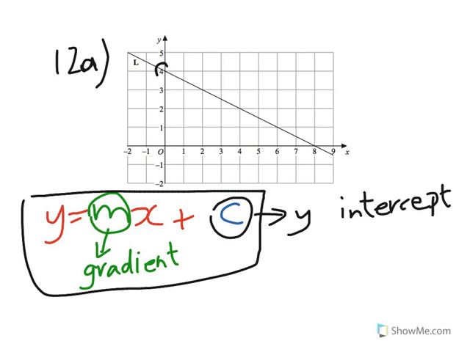Now where is that? Over here. It's at 4. So that means that c is equal to 4.